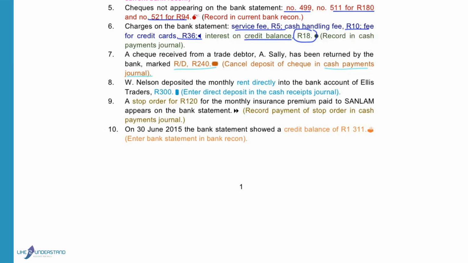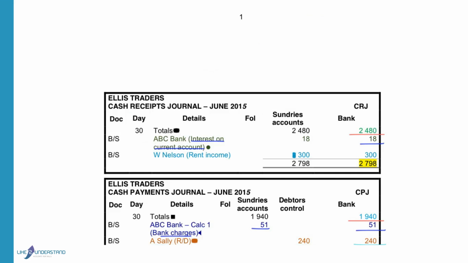W. Nelson deposited the monthly rent directly into the bank account, 300. Enter direct deposit in the cash receipts journal because the money was received and increases the money in the bank, so therefore we will show it in the cash receipts journal. W. Nelson, and we show that the rent income will increase and the money in the bank will increase with 300.